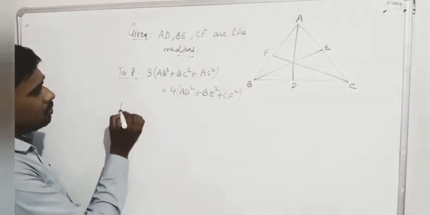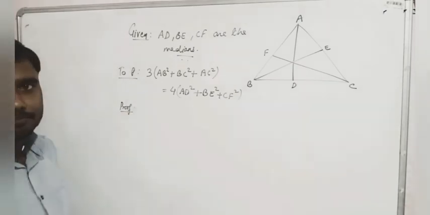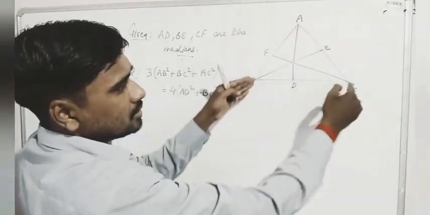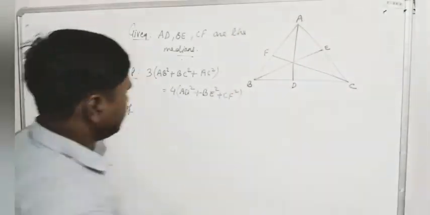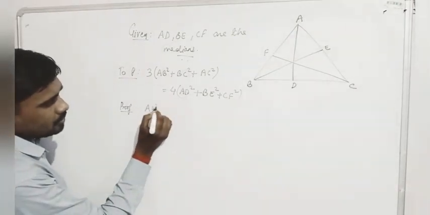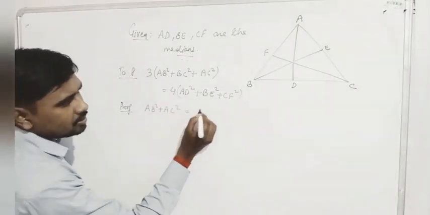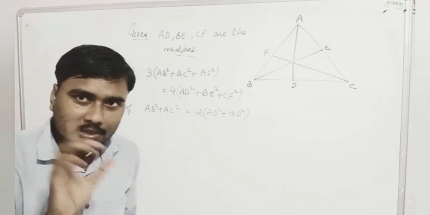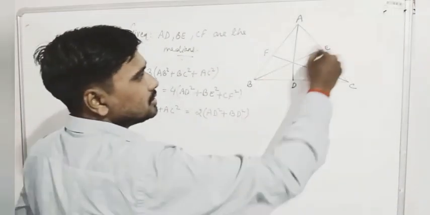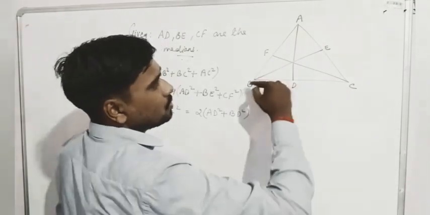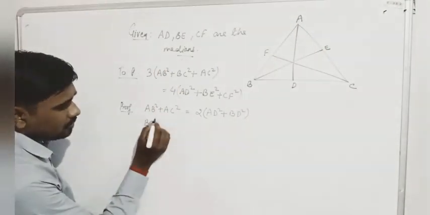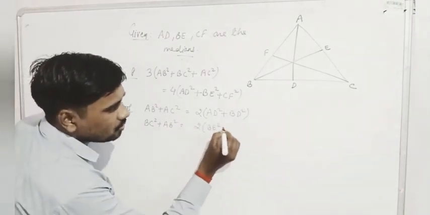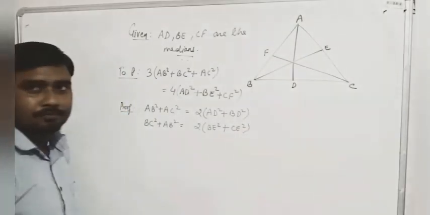So just now we have done one formula of a median. When this is a median, we will take the rest sides, the sides on which the median is not there, AB and AC. So what is the formula? AB square plus AC square is equal to 2 times that median square plus the side square. This is the first. Now second, we will take BE as a median, then BC square plus AB square equals 2 times the median square plus CE square. This is the second part.